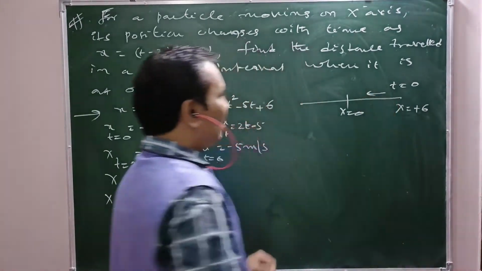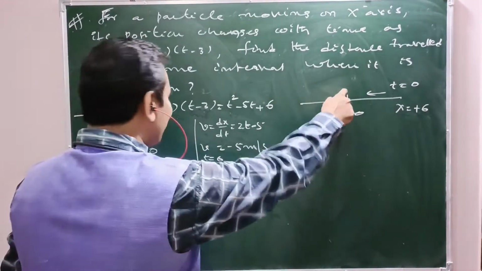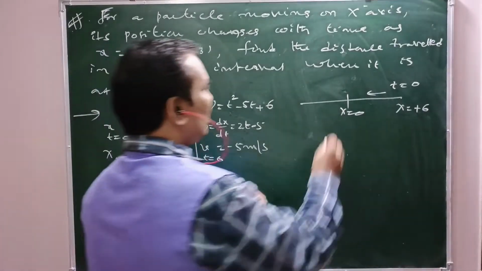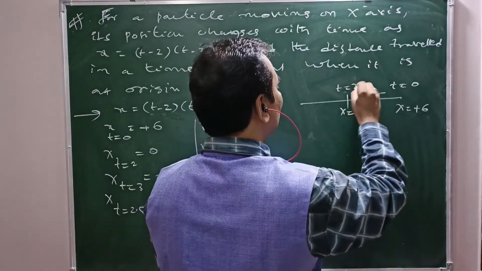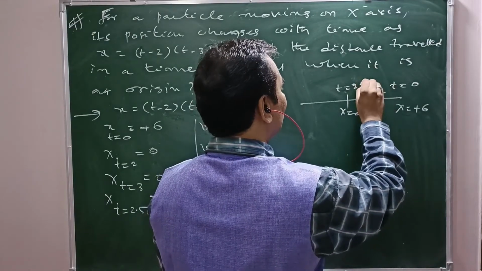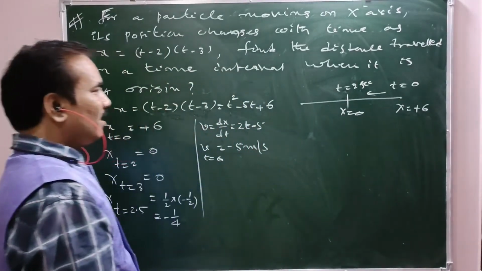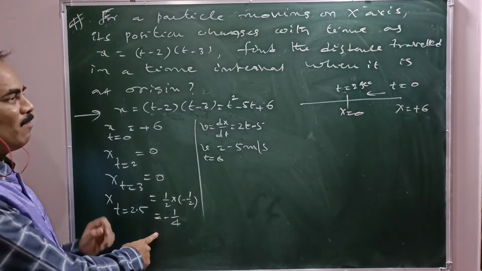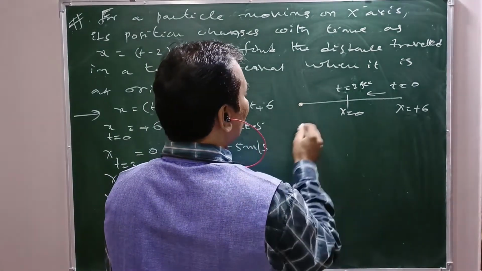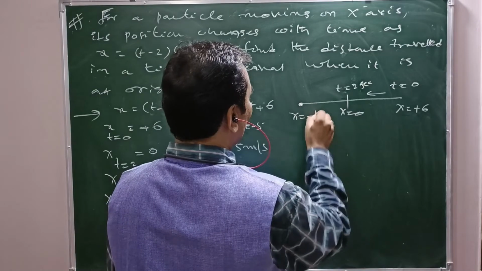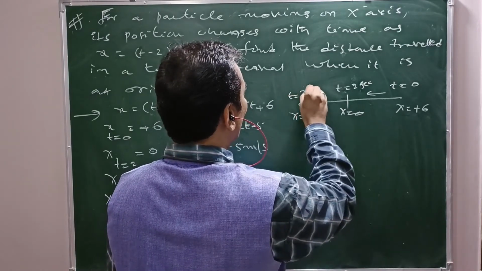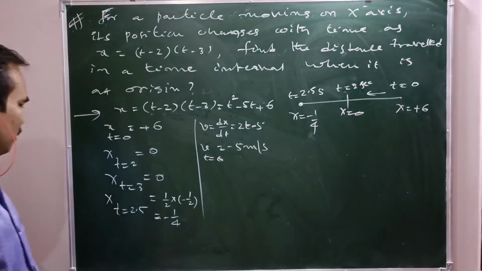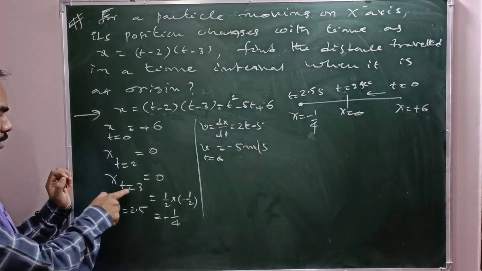Now, at time t equal to 2 seconds, it reaches the origin, because position coordinate 0 means origin. Thereafter, at time t equal to 2.5 seconds, what is the position of the particle? Minus 1 by 4. So x equals minus 1 by 4 at t equal to 2.5 seconds. Then at t equal to 3 seconds.